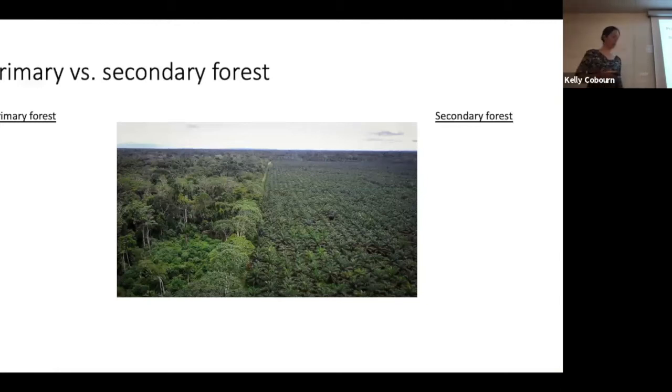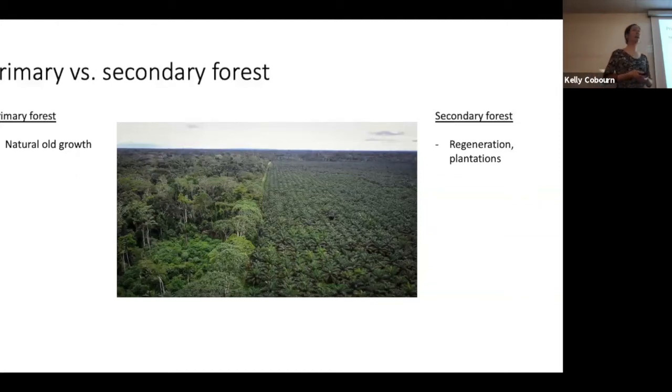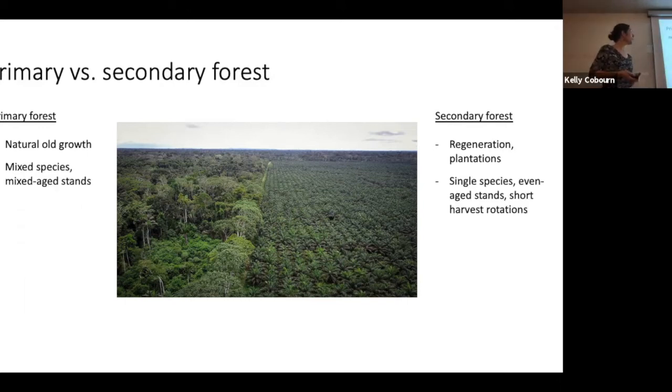So, primary versus secondary forests. You can see in this image from the Brazilian Amazon an example of primary forest on the left and secondary forest, which is planted to cassava, on the right. There are clearly some important differences between primary and secondary forests that we'll draw out in the analysis. Primary forests consist primarily of natural old growth, whereas secondary forests can either be regenerated naturally after cutting of primary forests, or they can be planted to plantations, such as this one, which is in cassava. Primary forests, as you can see, involve mixed species and mixed age stands. In contrast, secondary forests tend to consist of single species, even age stands that are harvested on relatively short rotations, sometimes as short as 10 years.